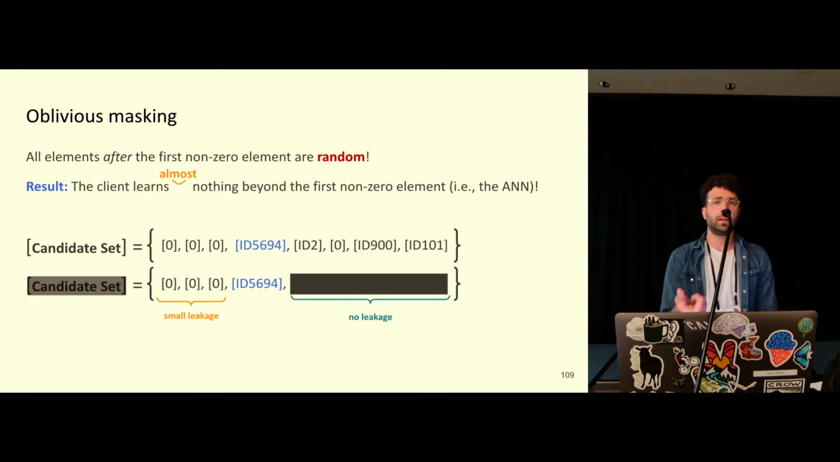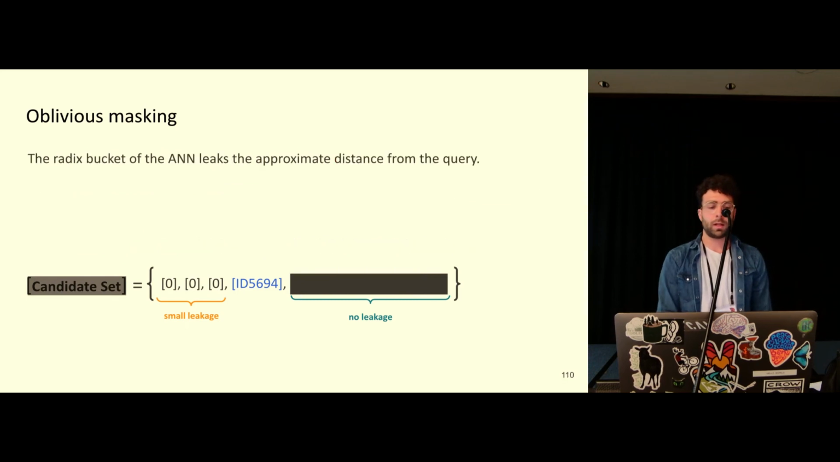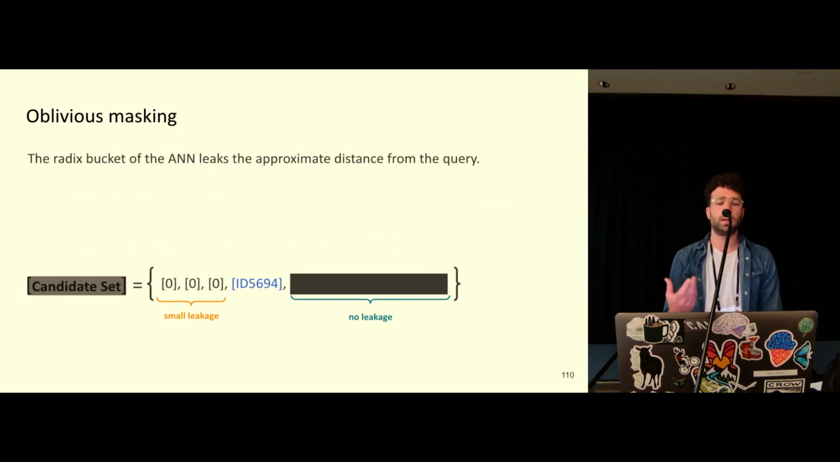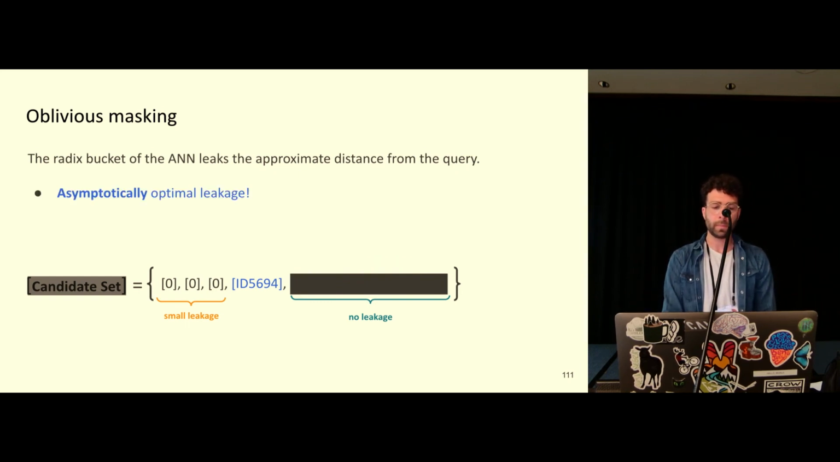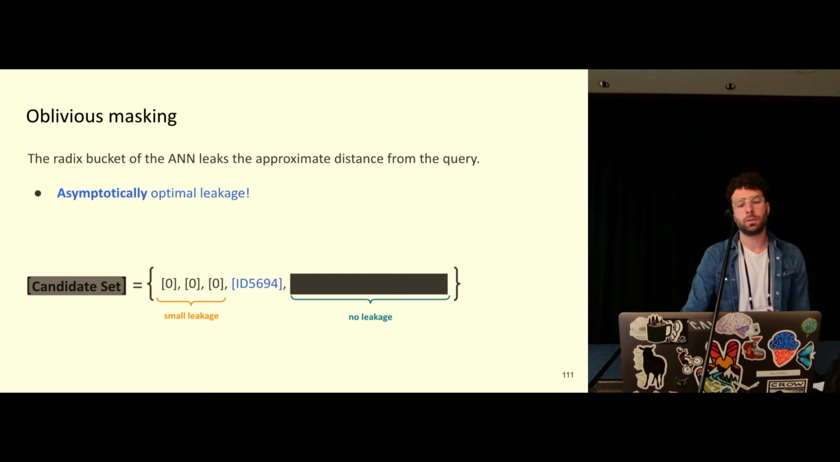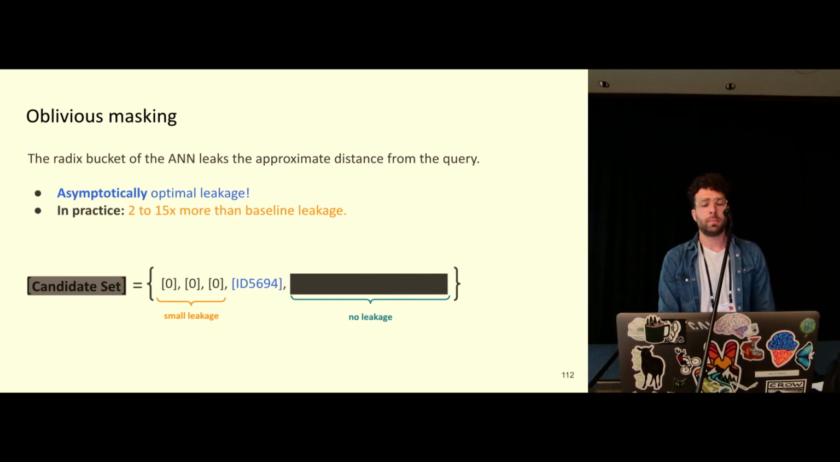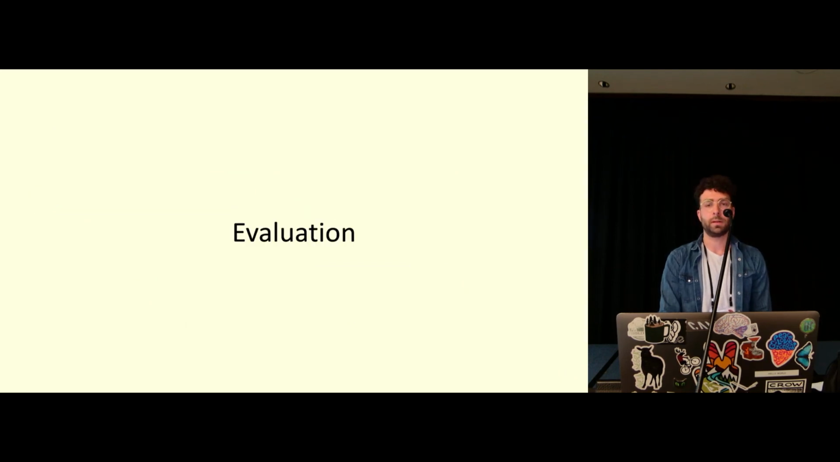However, the client does learn how many zeros precede the nearest neighbor ID, and so this results in a little bit of leakage, which intuitively corresponds to the approximate distance between the query and the approximate nearest neighbor. In the paper, we showed that this is actually optimal asymptotically, but in practice on real-world data, it could be up to 15x more than the baseline leakage in the worst case.